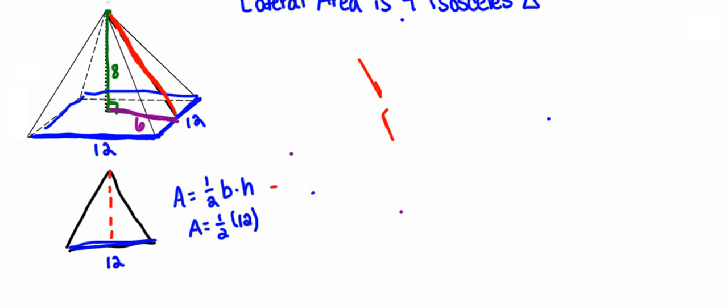So now I've got a right triangle made up of the green line segment, the purple line segment, and the red segment. I know that the two legs of that triangle are 8 and 6. To find the third side, I can do a little Pythagorean theorem. And you can do this for the slant height on any pyramid.